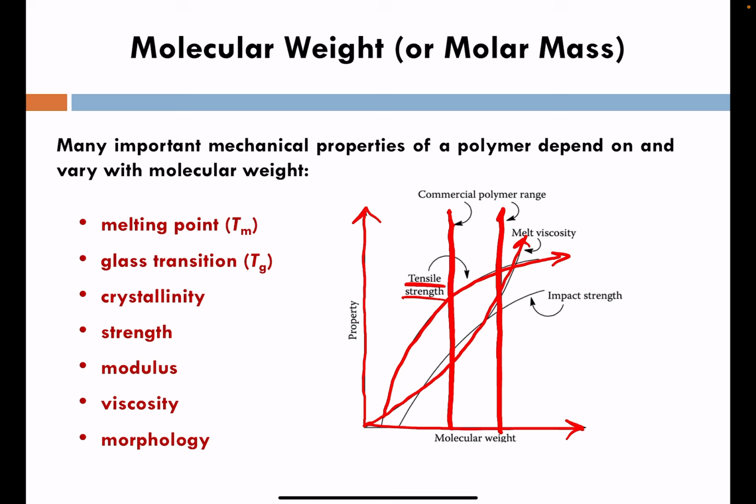Impact strength of a material also goes similar in characteristics, if you want, for the trend, as we saw for tensile strength, building near logarithmically here with increasing molecular weight. And other properties not reflected on this graph, things like melt point, glass transition temperature, degree of crystallinity, strength, modulus, viscosity, morphology, all depend on molecular weight. Clearly, lots of reasons to understand this characteristic of a polymer sample.